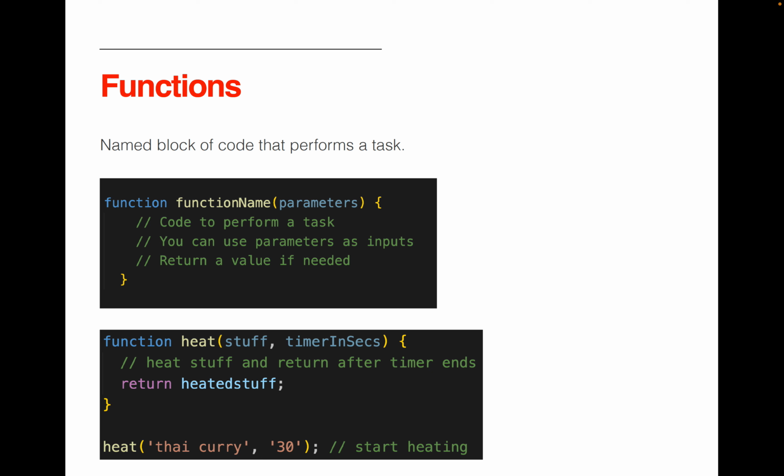Functions. A function is a mini program or a block of code that performs some tasks. Let's say you have a leftover Thai curry that you want to heat up. You then put the Thai curry inside a microwave, set a timer, say for 30 seconds, and then hit start. By the end, the microwave does its job. It gives you a warm Thai curry.